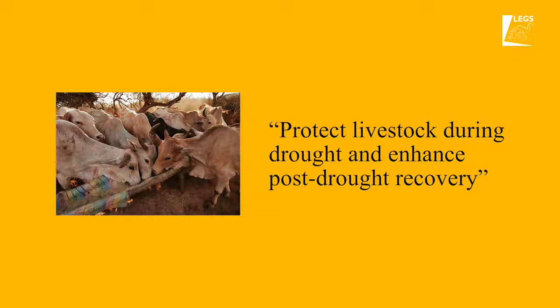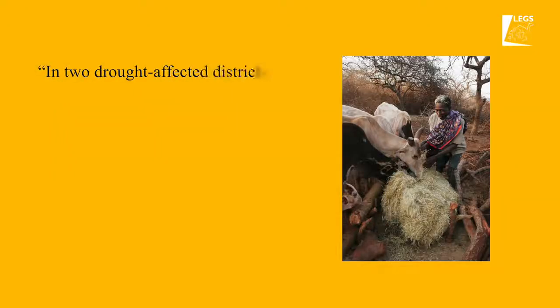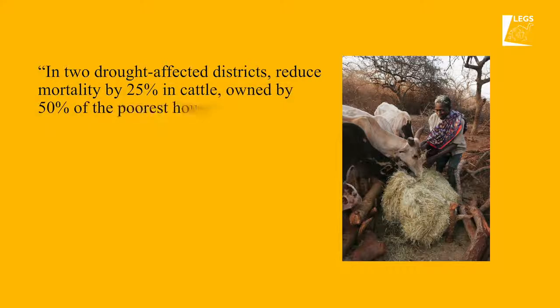While this gives us a general indication about what the project is trying to achieve, the objective is too vague when it comes to measuring impact. So a better objective might be: in 2 drought-affected districts, reduce mortality by 25% in cattle owned by 50% of the poorest households by the end of the project.